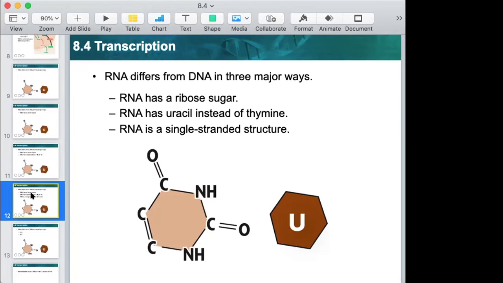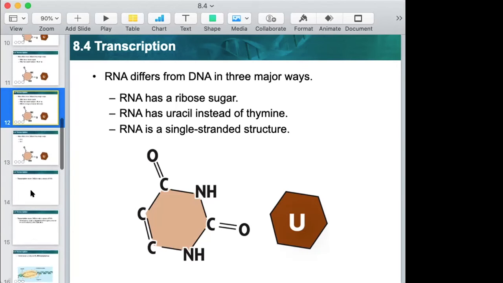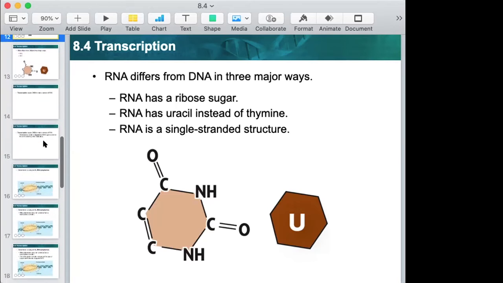RNA is single-stranded, and DNA is double-stranded. As I mentioned too, RNA is not as stable as DNA. RNA breaks down more often, it's more prone to mutations. And that's why it's not as good to use in genes as DNA is.